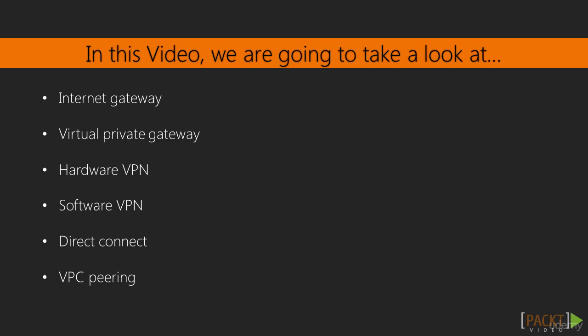Then we're going to discuss making a hardware VPN connection from your data center to a Virtual Private Gateway or using a traditional software VPN. Next, we'll briefly discuss connecting over a private dedicated line using Direct Connect. Finally, we'll talk about connecting two VPCs together using peering.